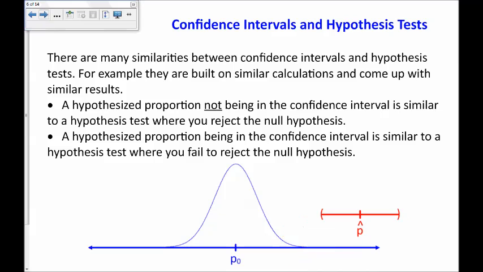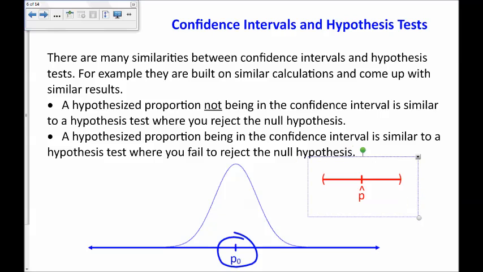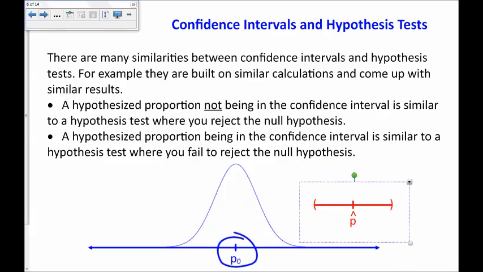Okay, so down here I have my null hypothesis value, p naught, and p hat comes from our data. And then here's the confidence interval around our observed statistic. So if p naught is not in the confidence interval, that's the same as rejecting the null hypothesis. However, if p naught is in the confidence interval, that would be similar to failing to reject the null hypothesis because that p naught value is a reasonable value based on the data that you saw.